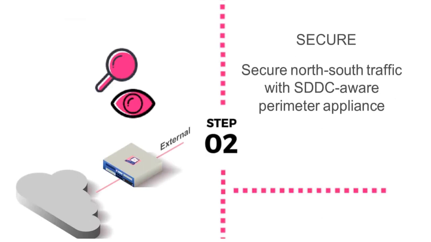The second step is to secure the north and southbound traffic, because again, that's still important. Although the east and west, or the lateral traffic, makes up 80%, we need to have a complete picture. And we can secure the north and southbound traffic with a software-defined data center aware perimeter appliance.